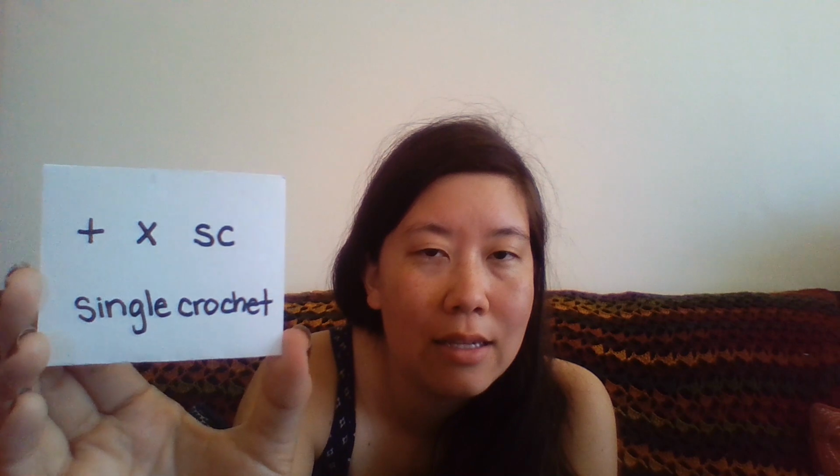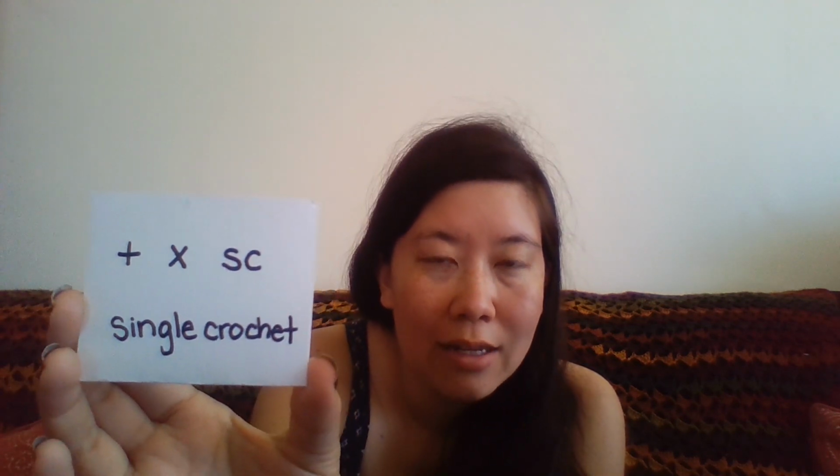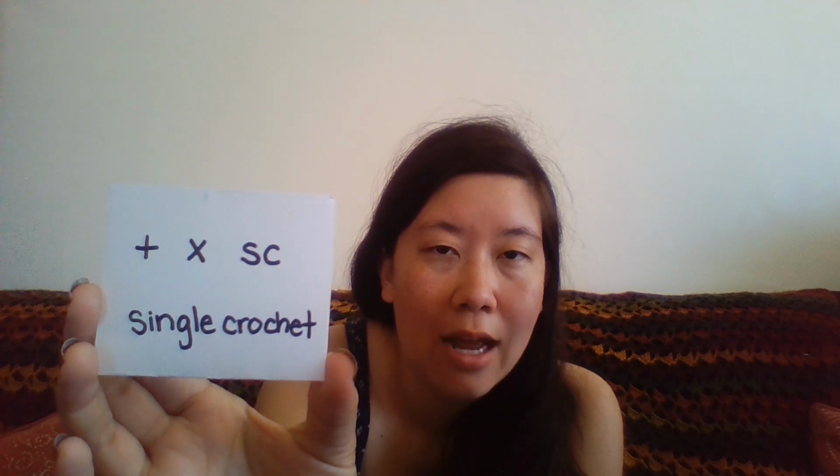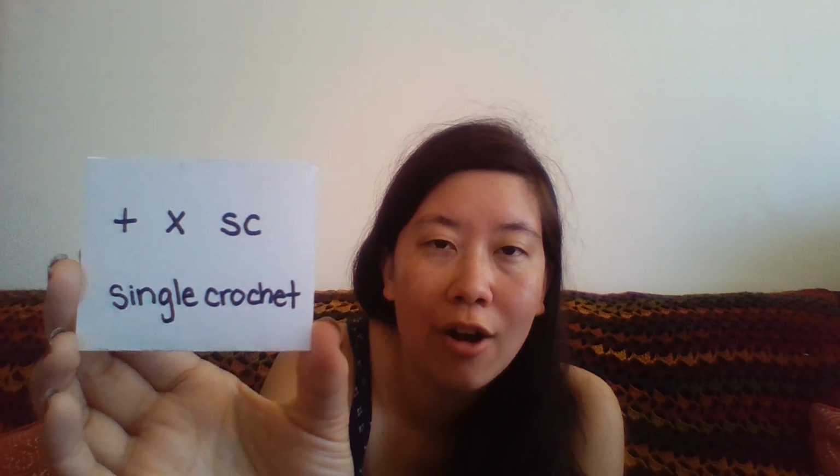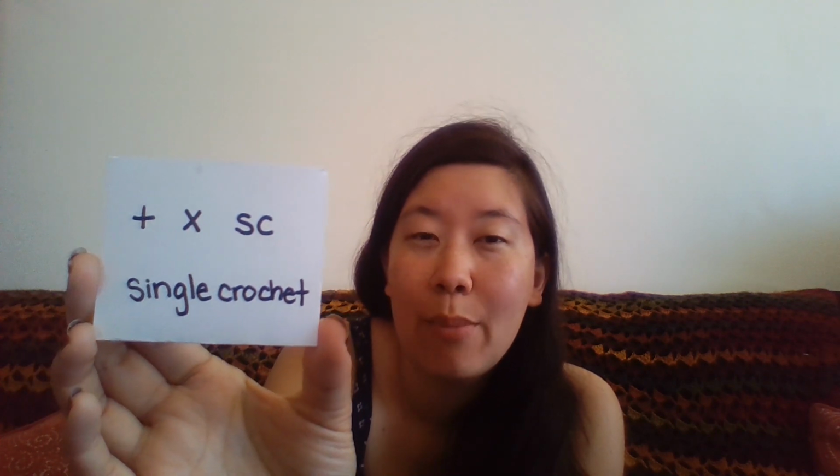So here is the single crochet. So if you're looking at a chart, it is like a plus or times symbol. That is what it's going to look like on a chart. And if you're reading it in a pattern, it's going to be SC.